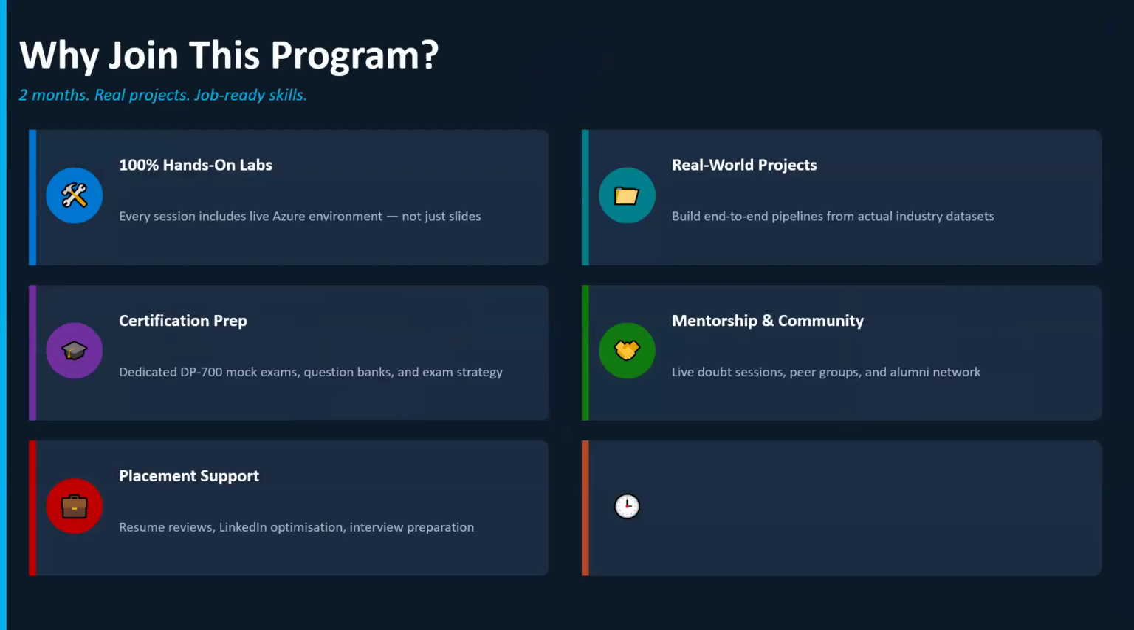Yeah. So why this program? Two months of real-time projects. We are going to cover one real-time project end to end, with 100% labs, with just 1 or 2 slides before I start any session, and more of the hands-on. At least 3-4 days will be theory to make you understand all these basics. Then everything will be hands-on.